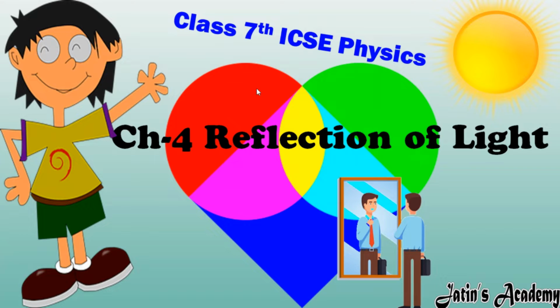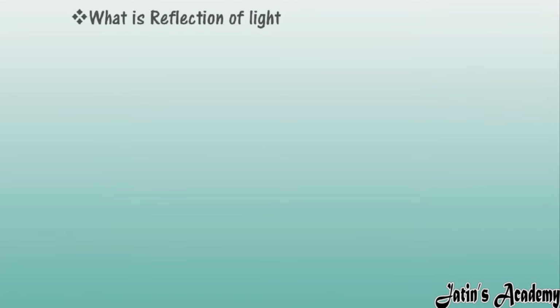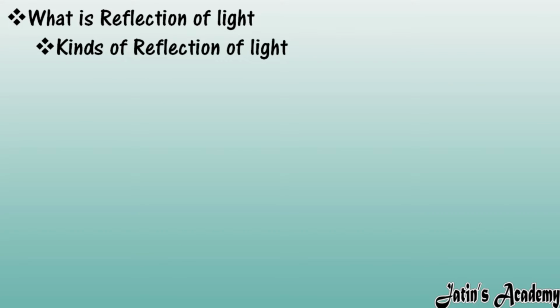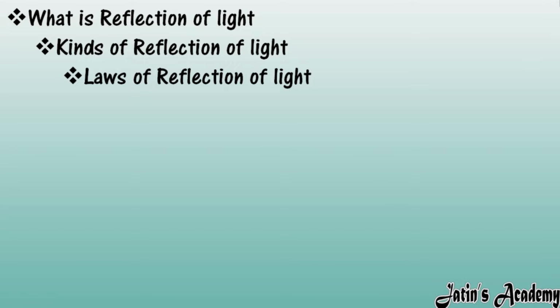So, today in this class, we are going to start with the fourth chapter of Physics, class 7th ICSE, that is Reflection of Light. So, in this class, we are going to study what is reflection of light. Afterwards, we will see kinds of reflection of light. Then, we are having laws of reflection of light. Then, we will study about mirror and its types.